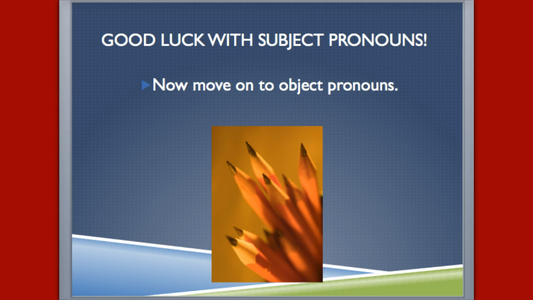Now you can also, when you have these compound subjects, kick the other person out. So get rid of Marina, get rid of Sarah in the first two sentences, and see how the sentence sounds without. You'll use the same pronoun no matter how many compound subjects you have.